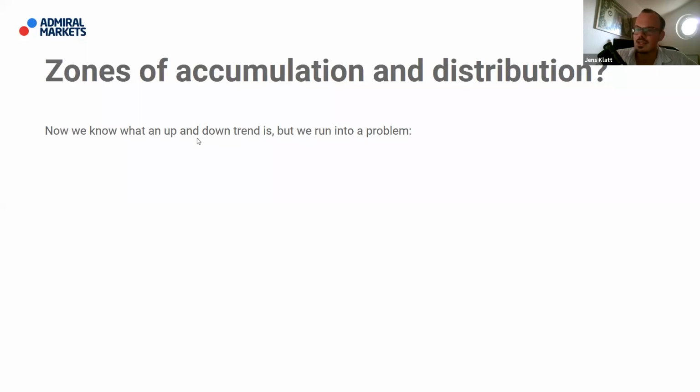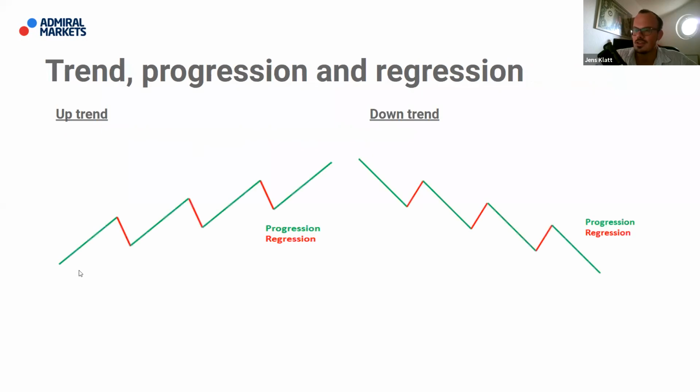And now the thing is, we run into a problem here, because when looking at the chart now, at this chart, for example, you can see that this is an uptrend. It's a sequence of higher highs and higher lows. And you can see here, this is a downtrend, falling highs and falling lows.